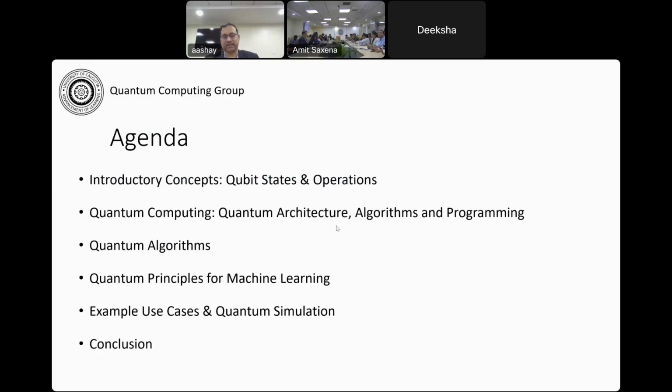I will start with the basics, where I will discuss the qubit state space and operations. Then we will give a little overview of quantum computing as an architecture, and how we can utilize it for computing. Then I will go through some very basic quantum algorithms like Deutsch's algorithm and Grover's algorithm, though if we look into the quantum zoo, we have 200 plus algorithms there. But we cannot discuss those in this particular time.